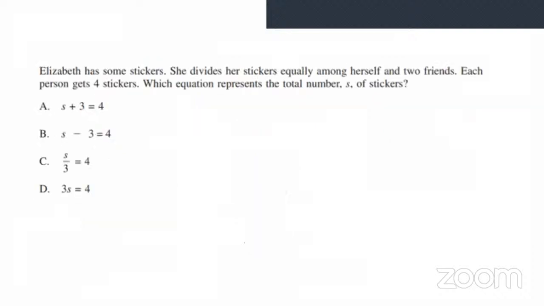Which answer would it be? So type your answer in the chat, not A, B, C, or D. Type your answer in the chat, okay? All right, so remember to type your answers in the chat. Right, so we don't know the number, so represent it as an S. So S is the unknown. S is what we're trying to find.